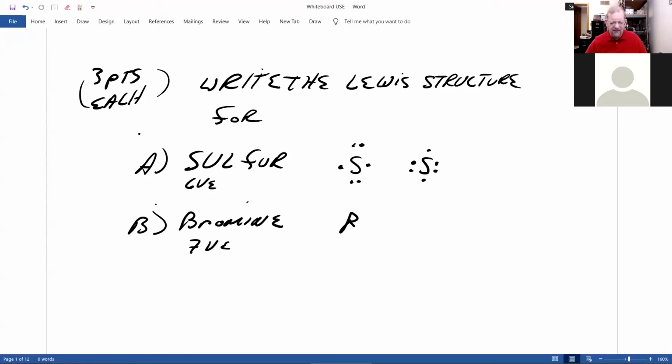Now, bromine has 7 valence electrons. 1, 2, 3, 4. Start to double up. 5, 6, 7. So this is one way. I could have just as easily done this. 3 sides have 2 dots. 1 side has 1. There are 2 other ones I could draw. And that's how you do Lewis structures.